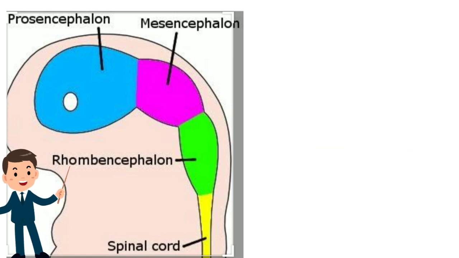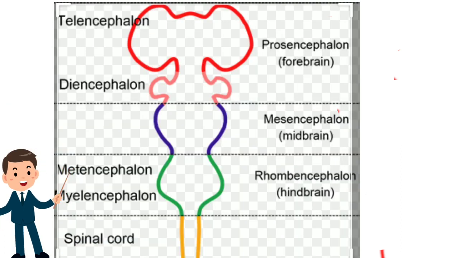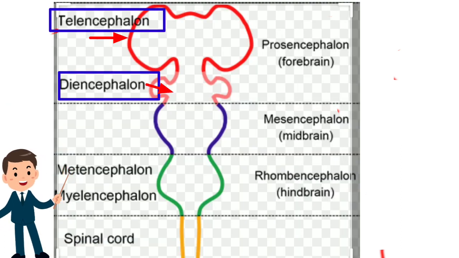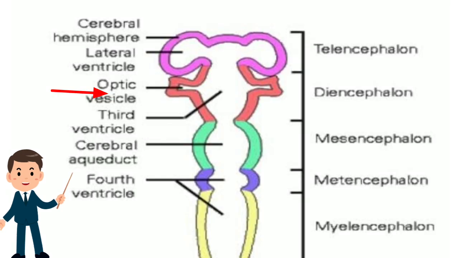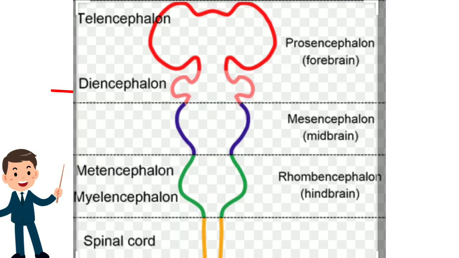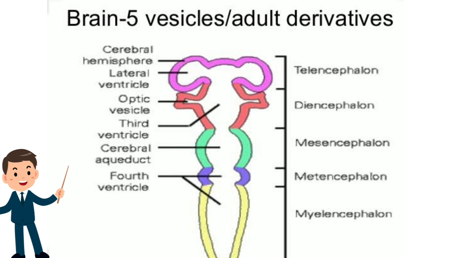With further growth, five brain vesicles develop as follows. The prosencephalon divides into telencephalon and diencephalon. The telencephalon gives rise to the two cerebral hemispheres. The diencephalon gives rise to the optic vesicle, pineal gland, thalamus, hypothalamus and posterior hypophysis. The mesencephalon gives rise to the midbrain. The rhombencephalon divides into the cranial metencephalon and caudal myelencephalon. The metencephalon gives rise to the pons and cerebellum. The myelencephalon gives rise to the medulla oblongata.